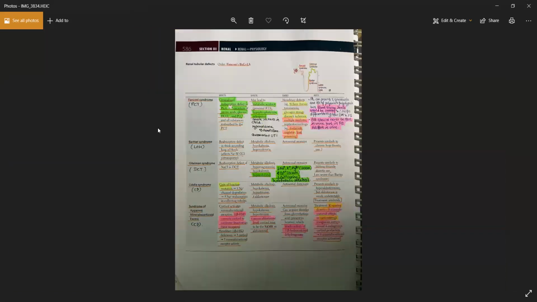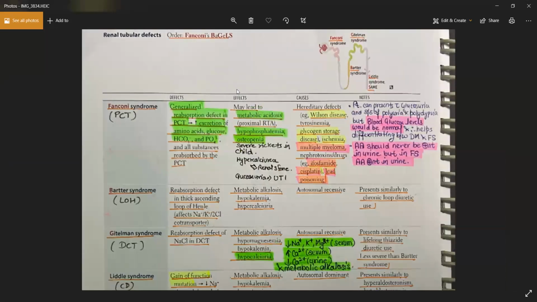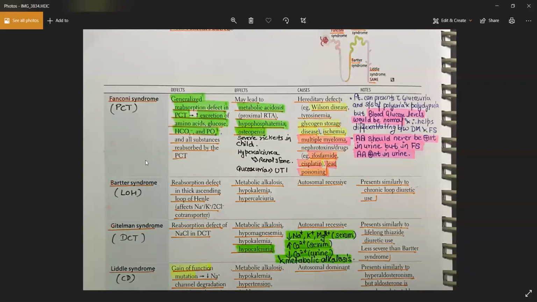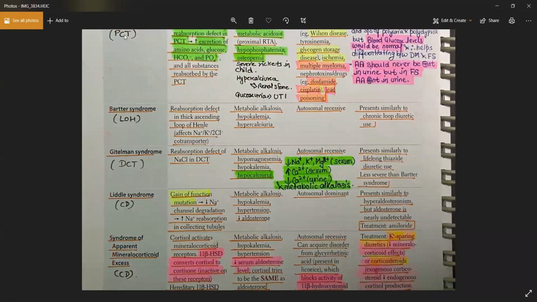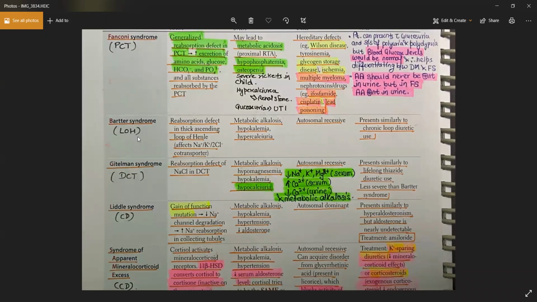Now you have certain defects in the renal tubules, and one is Fanconi syndrome. It is a kind of generalized defect in the PCT. All these defects are arranged in the order of the portions of the tubules. First you have the PCT, then the loop of Henle, then the DCT, and then the collecting duct.